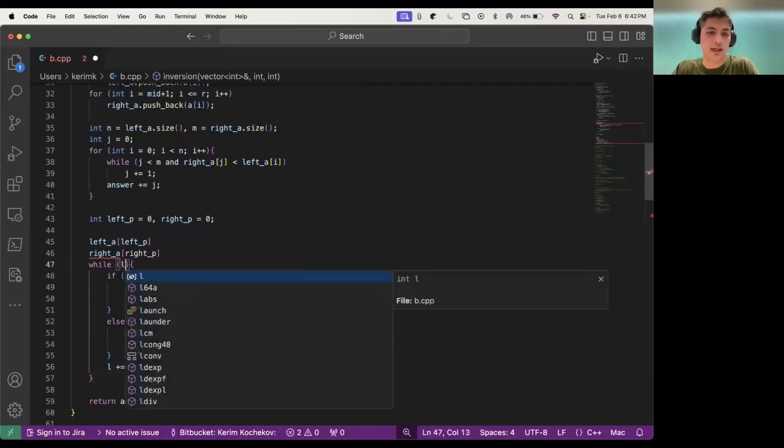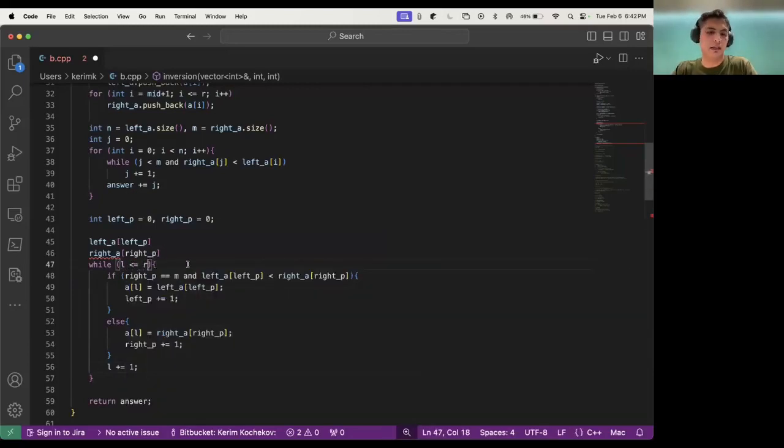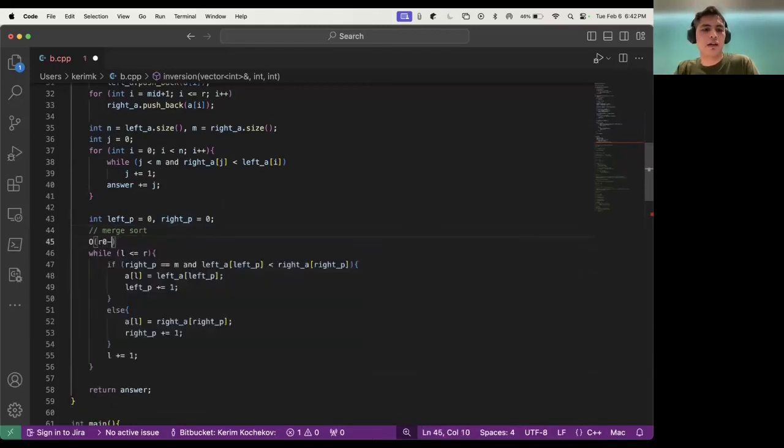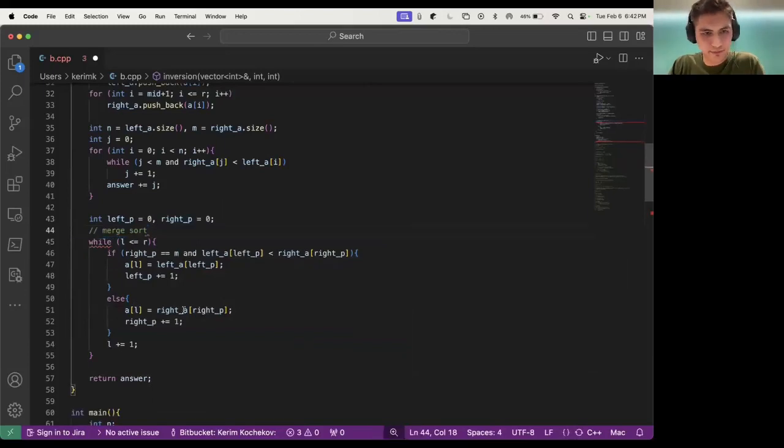So we can do this while L goes to R. Yeah, this is the merge sort part. Like we had two sorted arrays, we just merged them. So the total complexity would be just of R minus L, which is linear in the size of the two arrays. Yeah, that's great.